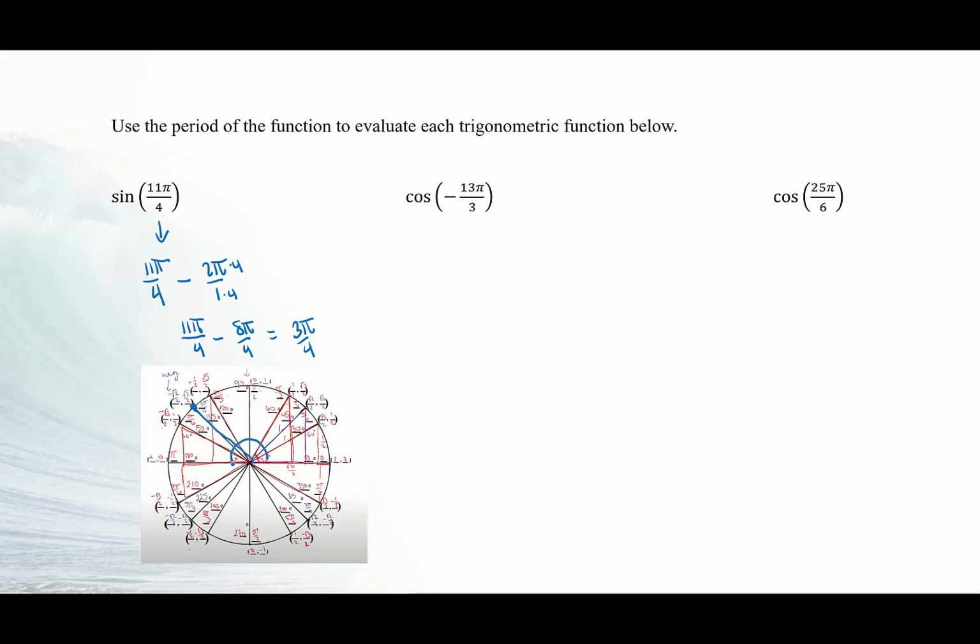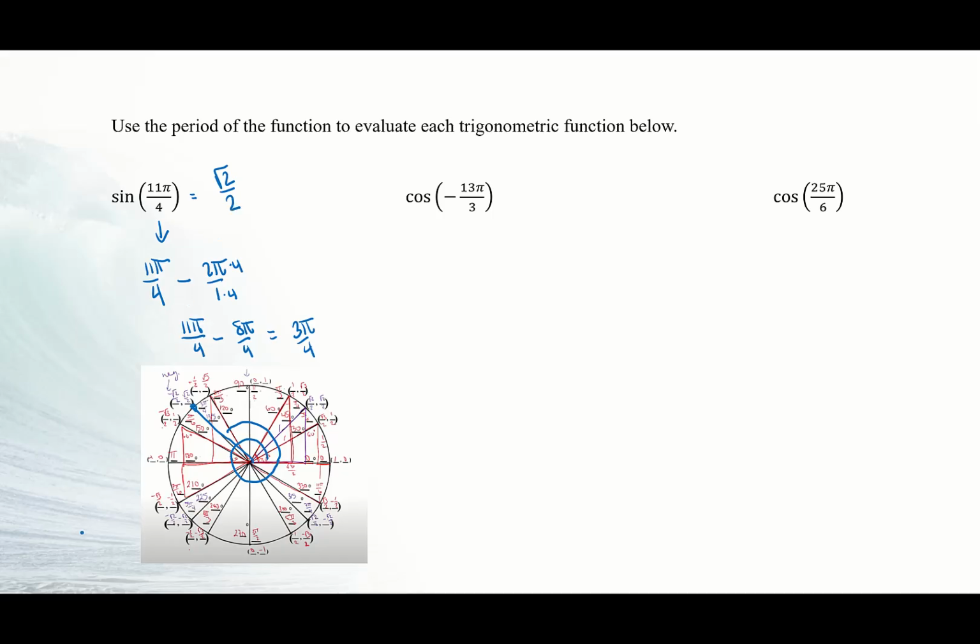So 11 pi over 4 would just be that complete circle. There's the 8 pi. Here's the 3 pi over 4 more. And it's asking for sine. So what's sine on that terminal side?